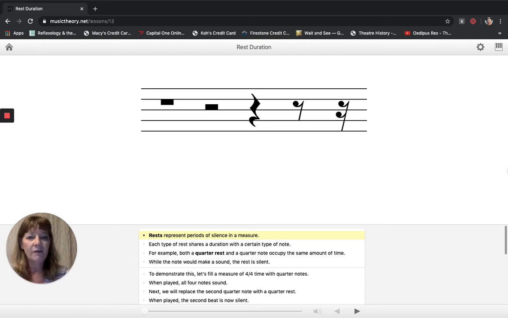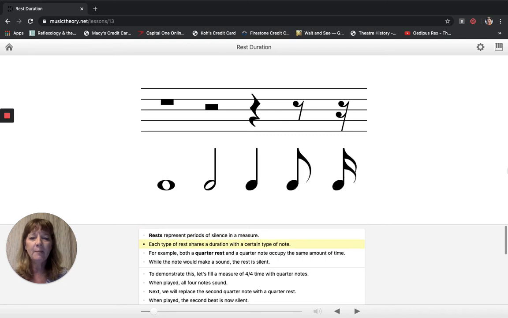Just like there are 5 types of notes, there are 5 types of rests. Rests represent periods of silence in a measure. And each type of rest has the same duration as a certain type of note. If you'll look there, we have whole note, half note, quarter note, eighth note, 16th note. Same thing with rest. We have a whole rest, a half rest, a quarter rest, an eighth rest, a 16th rest. If you understand the duration of notes, you're going to easily understand the duration of rests.